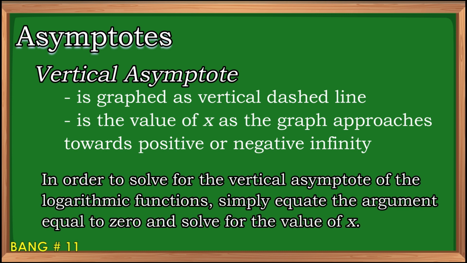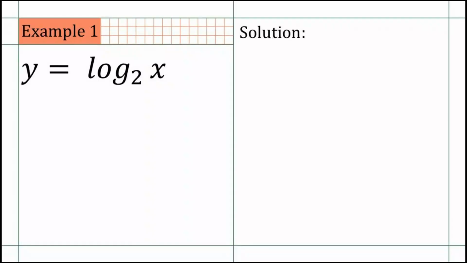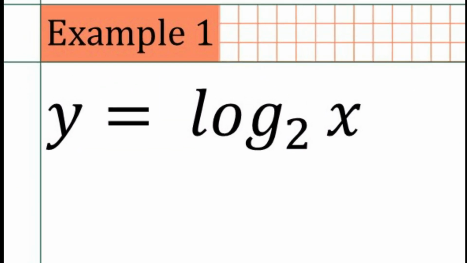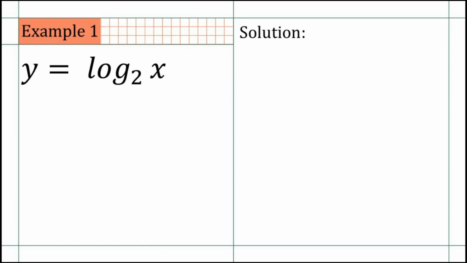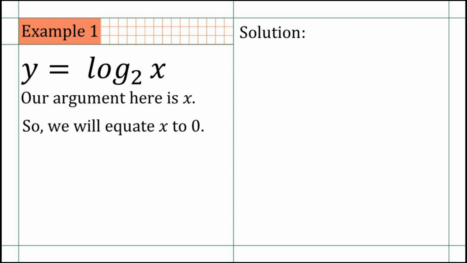In order to solve for the vertical asymptote of the logarithmic functions, simply equate the argument to 0 and solve for the value of x. Let's have the following examples. Number 1, y equals the logarithm of x to the base 2. Our argument here is x. So, we will equate x to 0. That is, x equals 0. Therefore, our vertical asymptote is x equals 0.